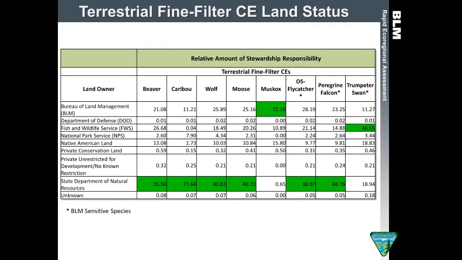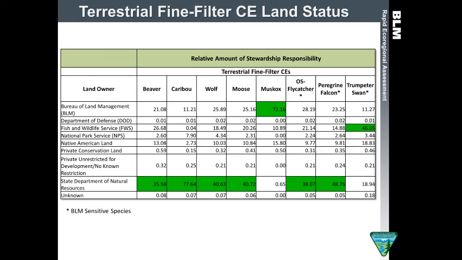Again, this is a table real similar to the one that Leah showed you, where we took those distribution maps and we overlaid them with the managed areas map to identify the percentage of that species distribution which fell under the jurisdiction of each manager. So in the left-hand column, you've got the landowners, and across the top, you've got the terrestrial fine filter CEs. Again, green boxes indicate that manager had the highest percentage of that distribution falling within their jurisdiction.